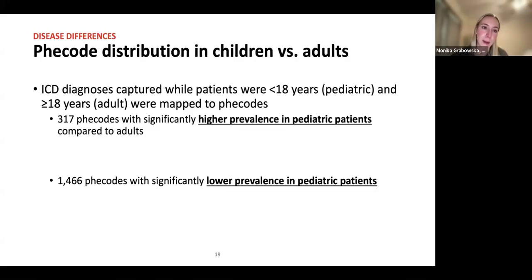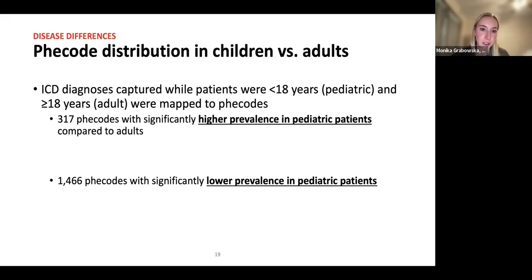First, we started by mapping the ICD diagnoses that were captured while patients were in a pediatric age window, so less than 18 years of age, and then in an adult age window, so greater than or equal to 18 years of age, and mapping them to the existing Phe codes. And then we focused on comparing the prevalence of the Phe codes in those two populations. And we found, consistent with our hypothesis, that there would be marked disease differences.